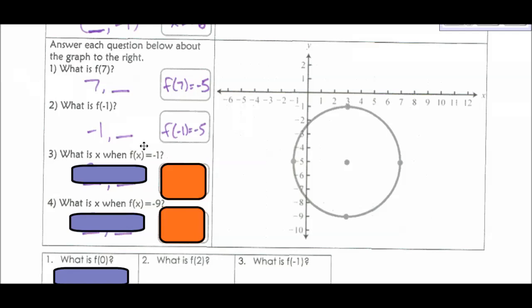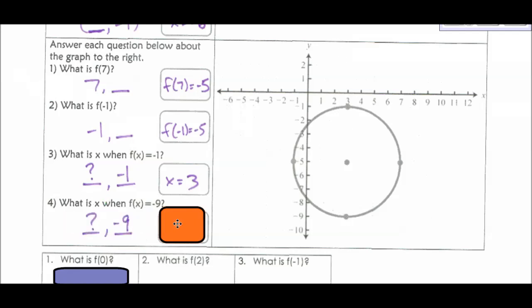On the 3 and 4, they're saying f of x equals a number, so that's giving us a y value. They're saying find the x value. What's the x value when the y is -1? Well, that's that point (3, -1) that we were just talking about. X equals 3 there. And when f of x equals -9, down to -9, what's the x value? There we see that it's actually still at 3. Again, you can write that as an ordered pair, or you could just say x equals 3.